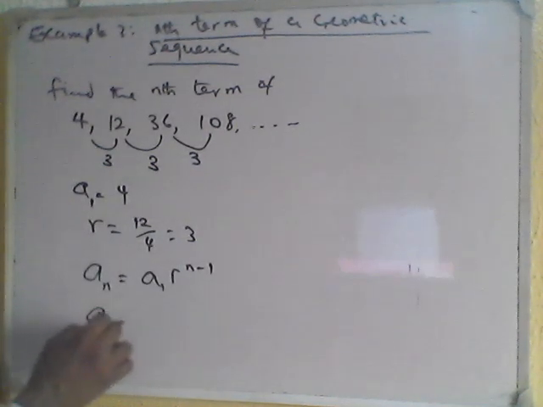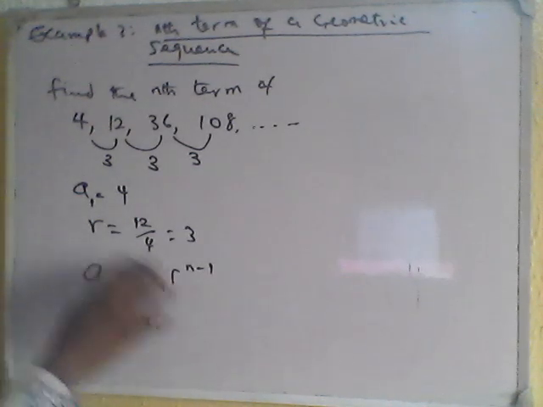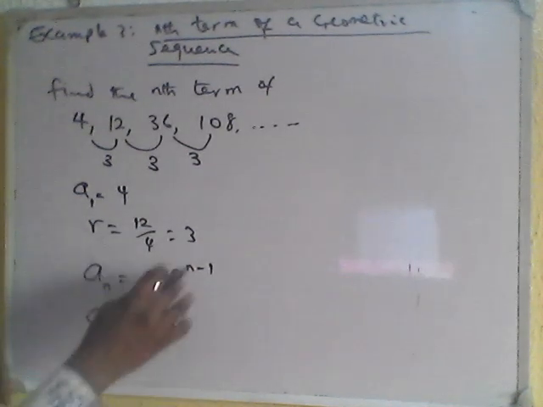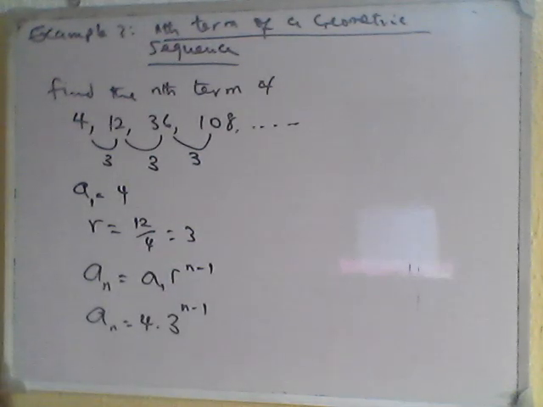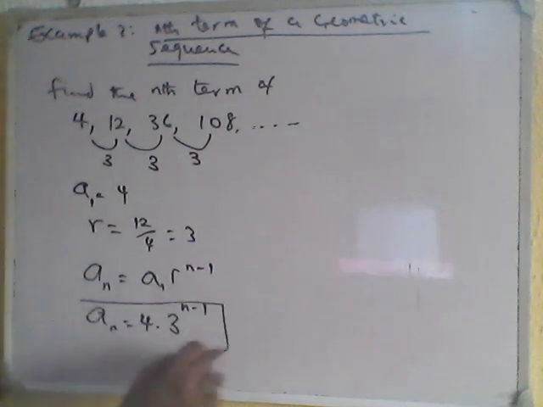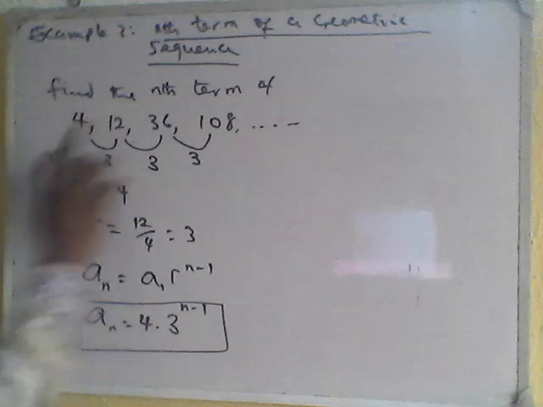So an is equal to, a1 is 4, right? Times r is 3, raised to the power n, which is unknown. Okay, so that's the nth term. So this one will be the general formula for the nth term for this particular series.